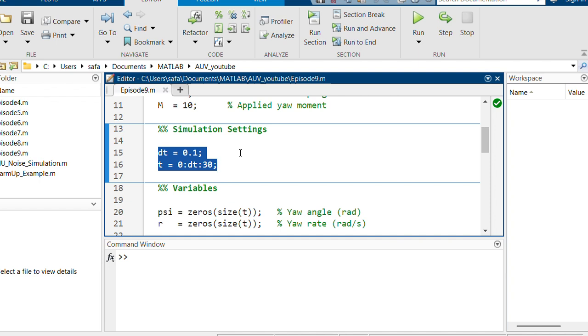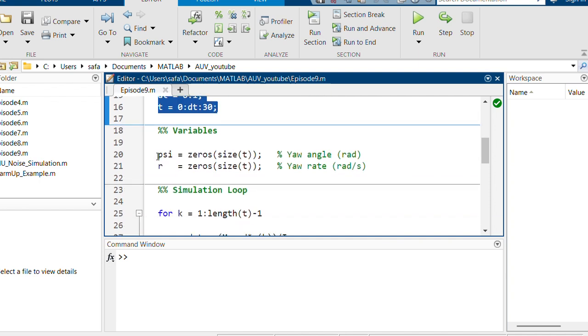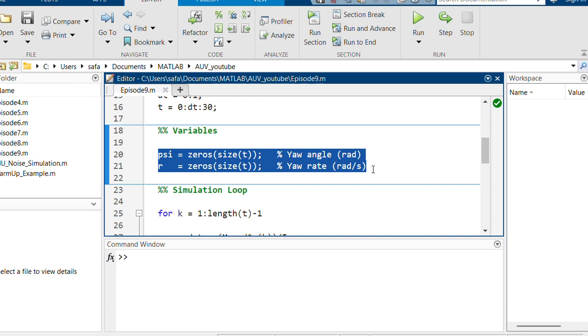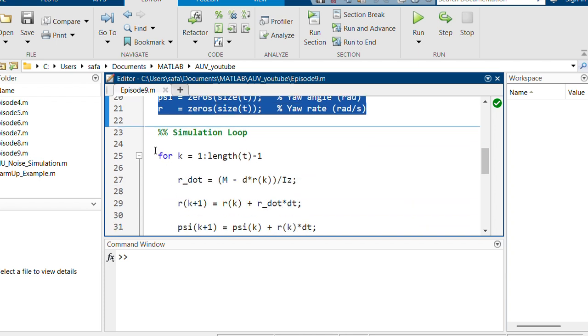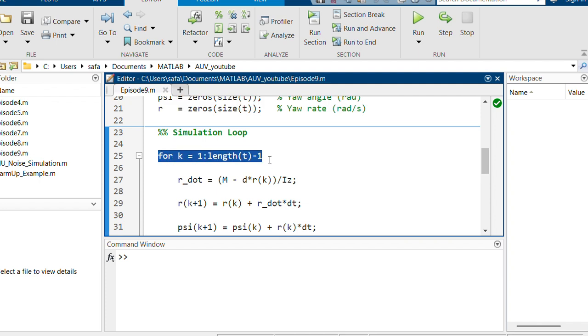We define the simulation duration and the numerical integration step size. We allocate memory for the yaw angle and yaw rate. Initially, both quantities are set to 0. Next comes the simulation loop. Here, the simulation loop updates the system state at each time step. This loop represents the evolution of the vehicle over time.